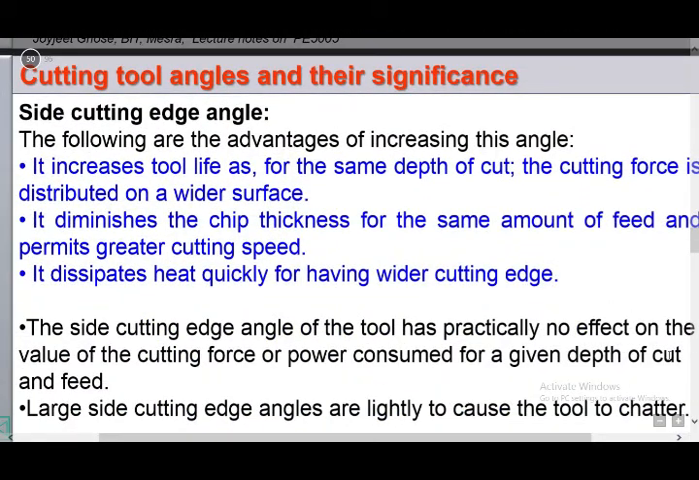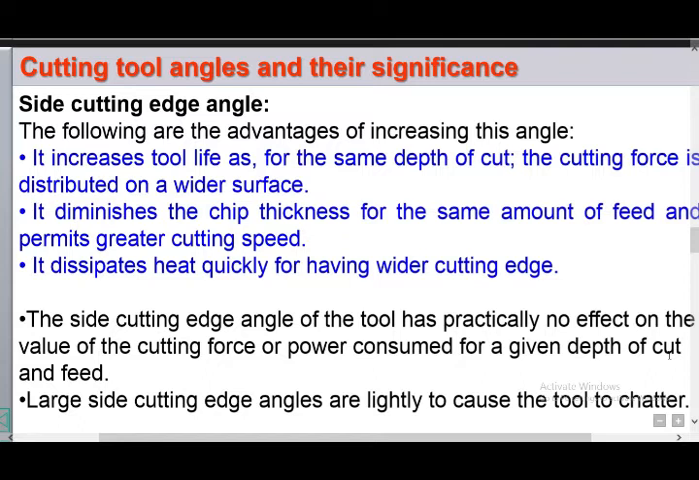Cutting tool angles and their significance. Side cutting edge angle. The following are the advantages of increasing this angle: it increases the tool life, as for the same depth of cut the cutting force is distributed on a wider surface. It diminishes the chip thickness for the same amount of feed and permits a greater cutting speed.